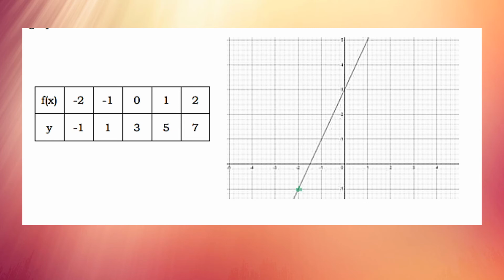Ayan yung point. Okay? Another one is negative 1, positive 1. So, x is negative 1, positive 1. Okay, andito yung positive 1. Then, x is 0, y is 3. X is 1, y is 5. Okay, so, nandito siya banda. And then, 7. X is 2, y is 7. Dito pala, 5. And then, 7. Assume natin na dito banda siya. Okay? So, i-connect mo lang yung line.